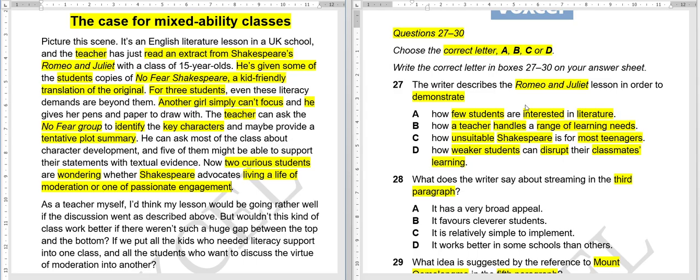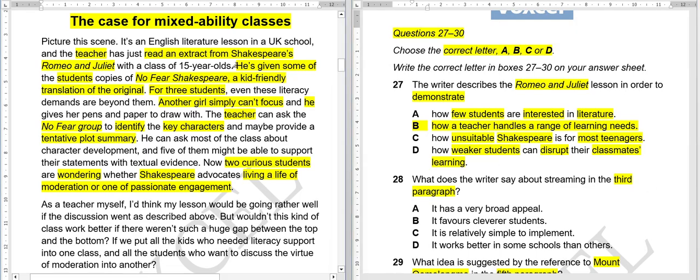Okay, time's up. Let's read the options together. First, I will tell you which is the correct option, and then we will see why the other options are not correct. And the correct option is A, B, C, or D. Yes, B. How a teacher handles a range of learning needs.